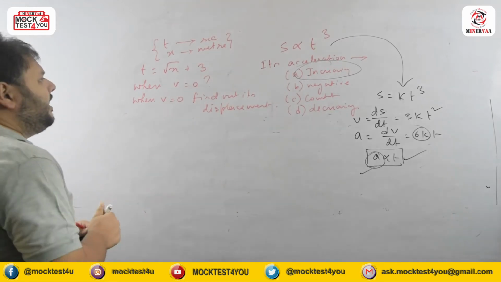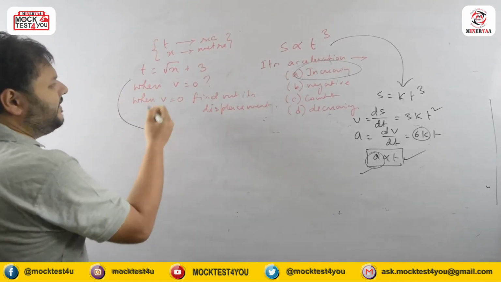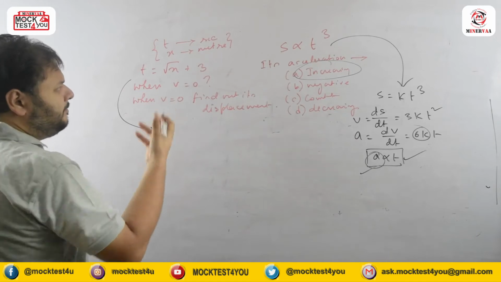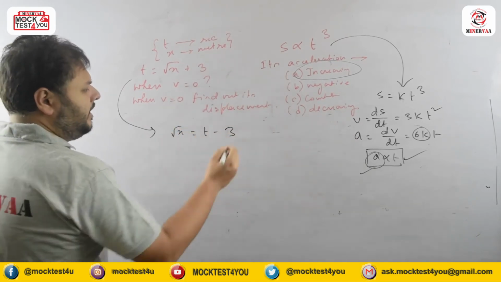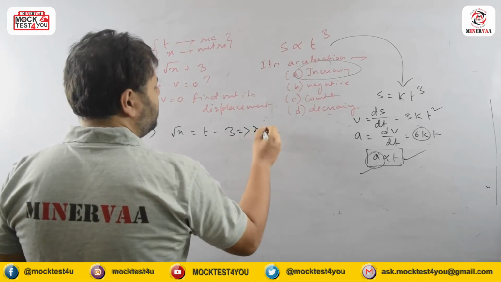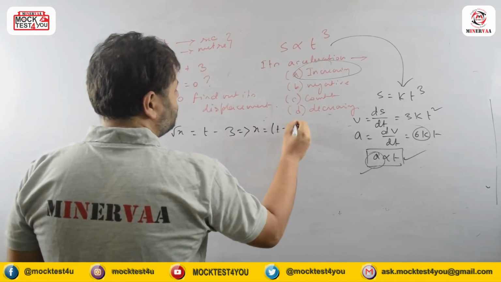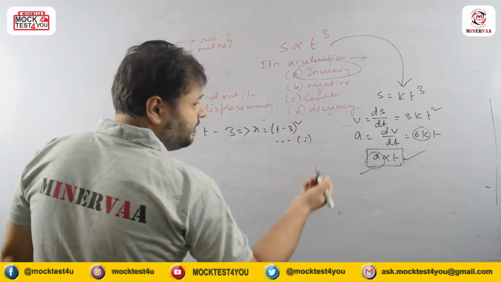When you are doing it here, you can't differentiate like this. You have to make an independent x here. So root x equals t minus 3. If you square both sides, x equals (t minus 3) whole square. It will work for you in future.